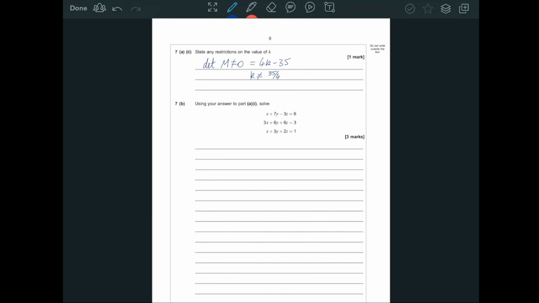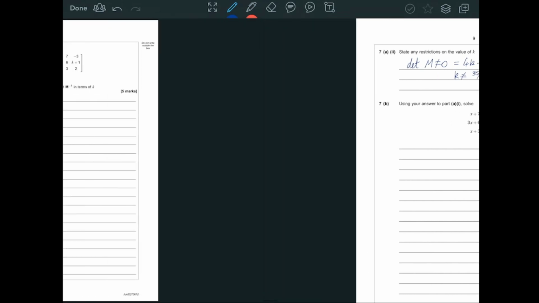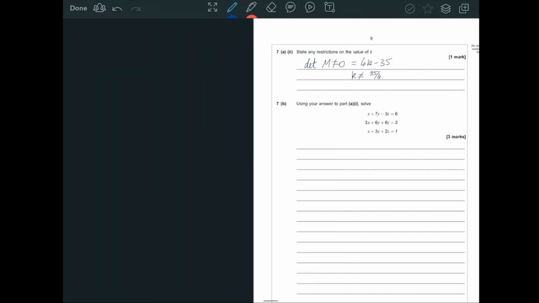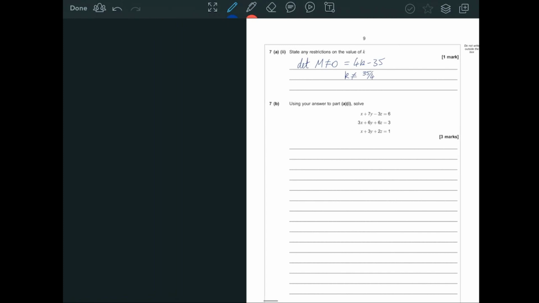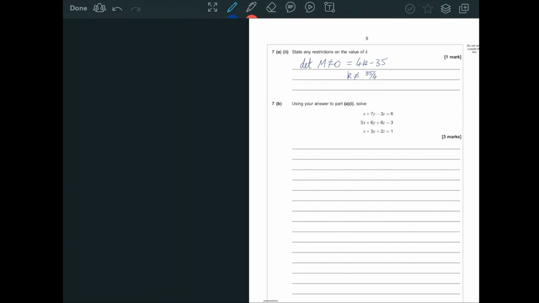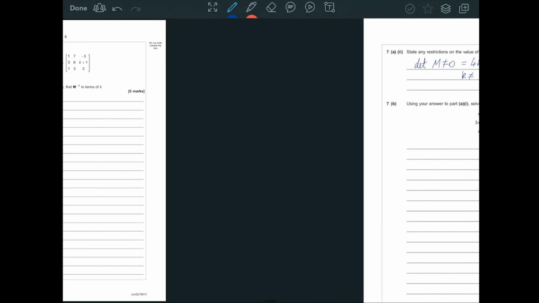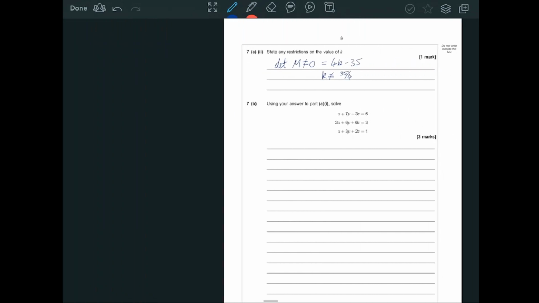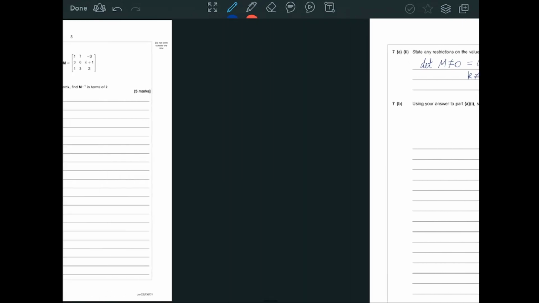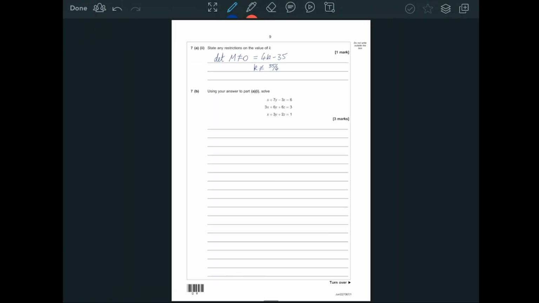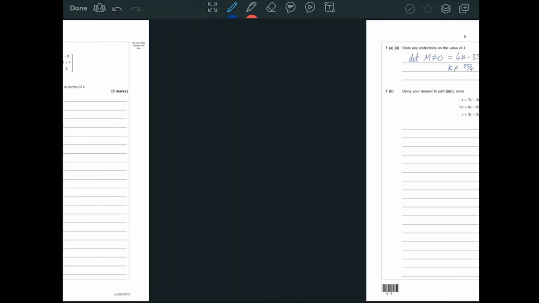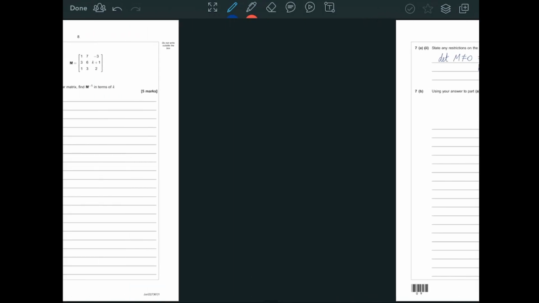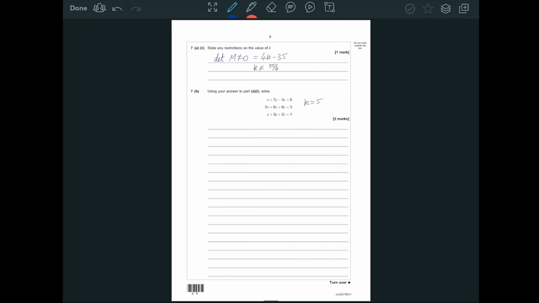Using your answer to part (a)(i), solve that. Well, if I look back to the answer, the matrix looks similar. The first row is 1, 7, negative 3, the same. The second row, we've got 3, 6, k plus 1, so that tells me that k is 5. And the final row, 1, 3, 2, matches perfectly.